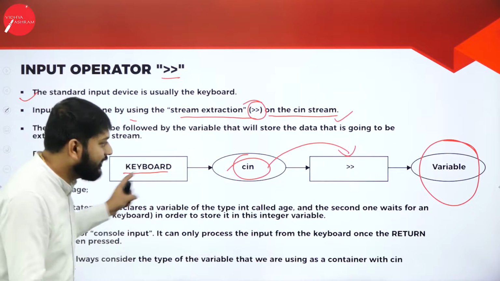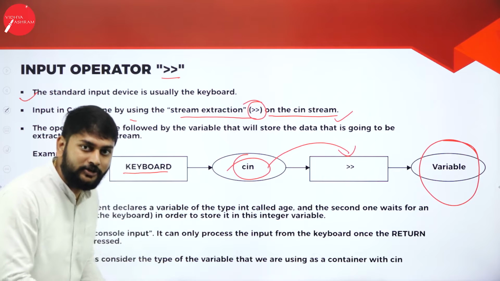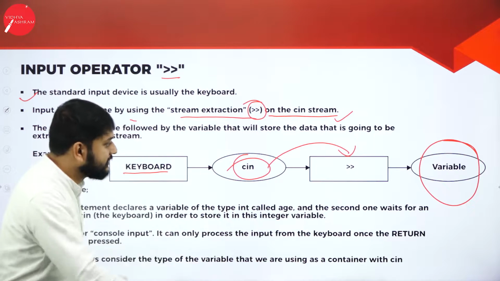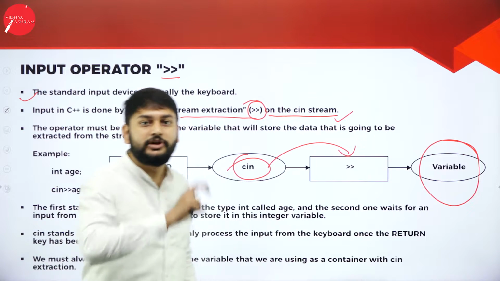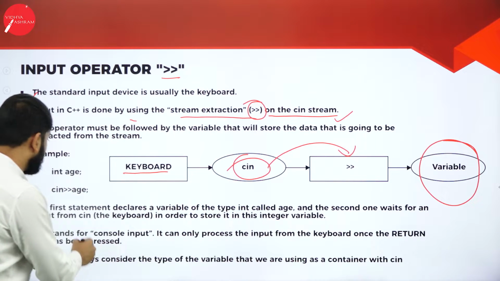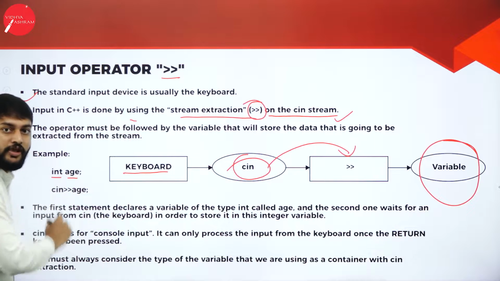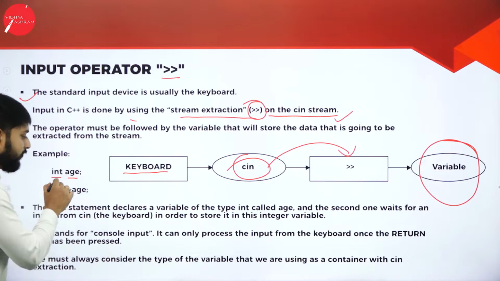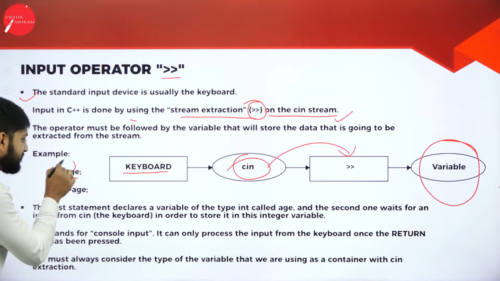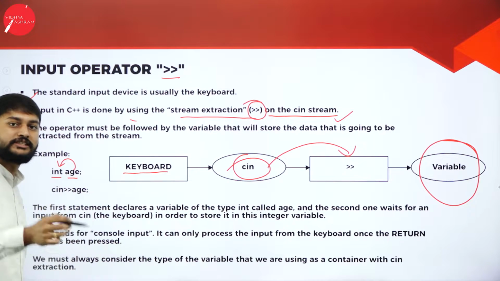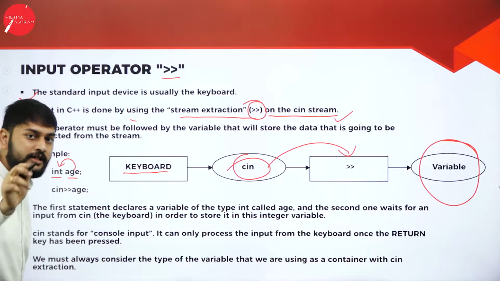How exactly is this flow happening? First, I enter from the keyboard. That goes to cin. Cin goes to the stream extractor. The stream extractor stores it in the variable. So please observe here. This is how I declare my variable. What is the variable name? Age is the variable name. What type of variable is this? Integer. This is what we discussed in the previous class. Data type. Remember that.